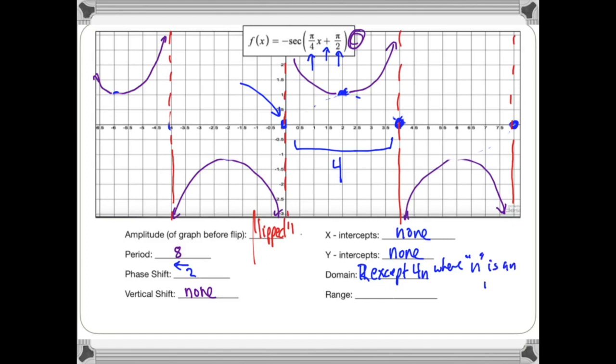Okay, and we have the range, which is going to be from negative infinity all the way to negative 2 and including it. So it has these guys right here, union with 2 to positive infinity.